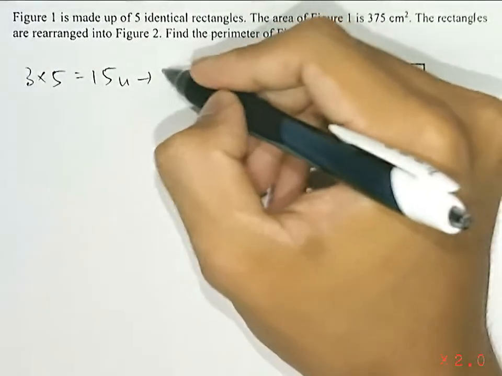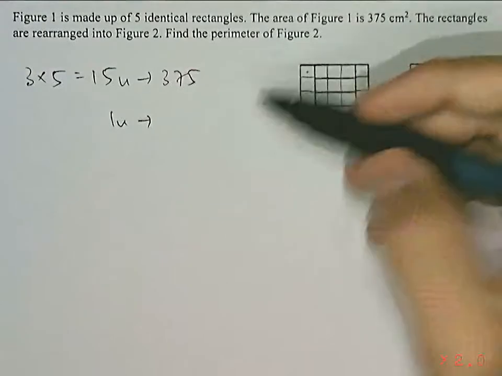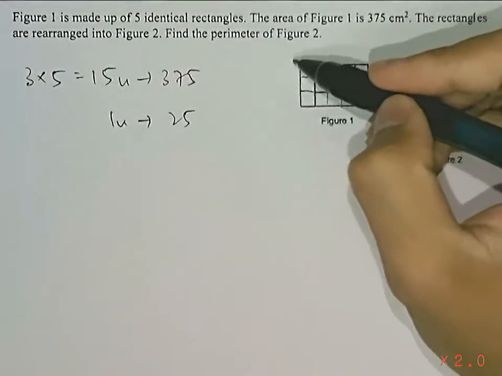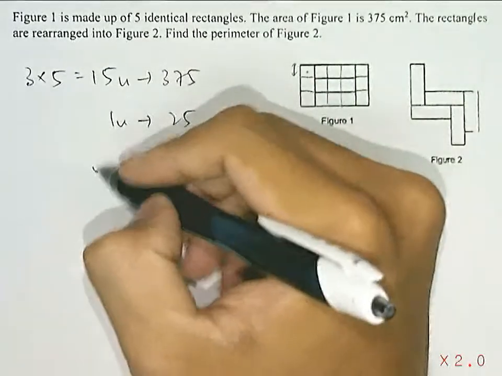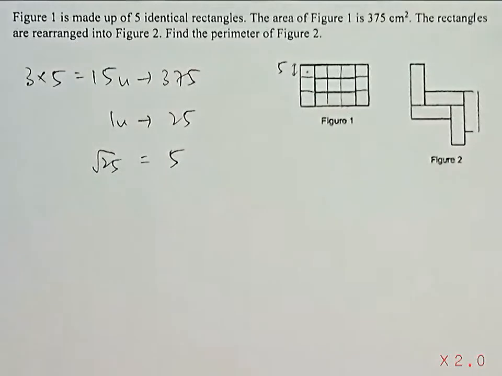So the total area will be 375. So the area of 1 square will be 375 dividing by 15. Area of 1 square is 25. So if you want to find the length of 1 square, that would simply be the square root of 25, which is 5 cm, okay, in this case.